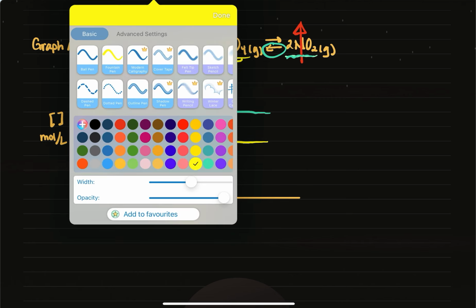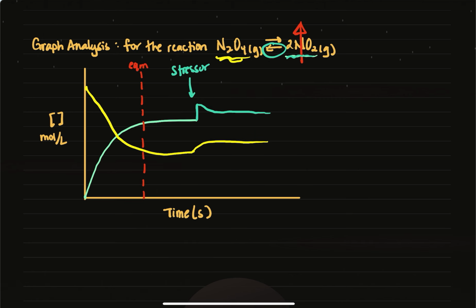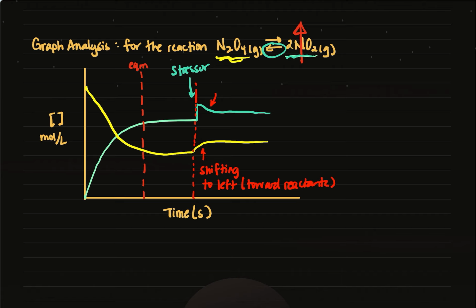So if I want to mark up my graph again, this was my stressor. This is where I added a change. As a result of that change, my equilibrium moved to the left. So here, this decrease of product, this increase of reactant, this represents my shift. Okay, so this means shifting to the left, or towards reactants. And same thing you can put on the top arrow as well. And then after that shift occurs, we can draw another dotted line here to say that equilibrium is eventually re-established.